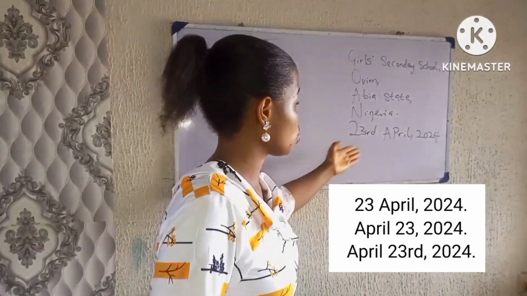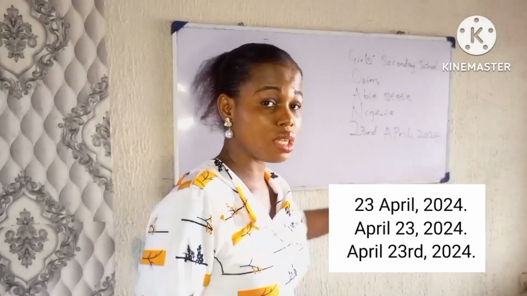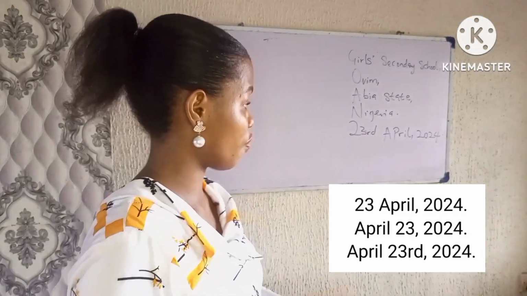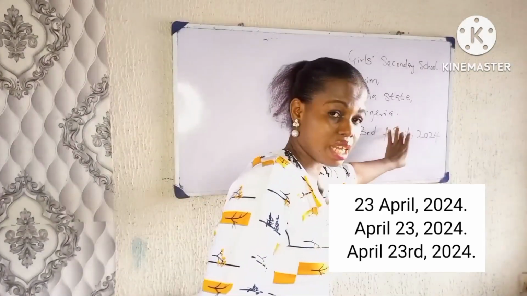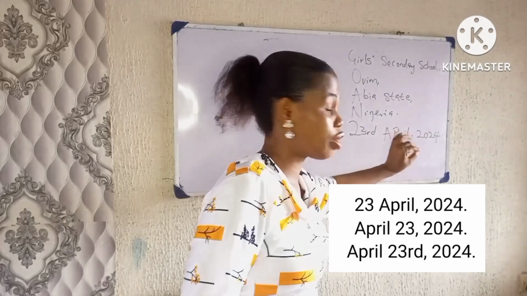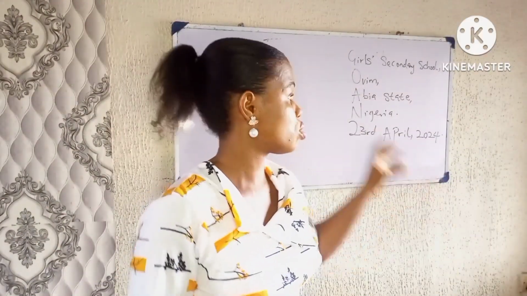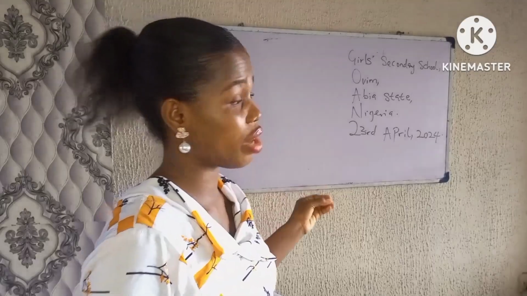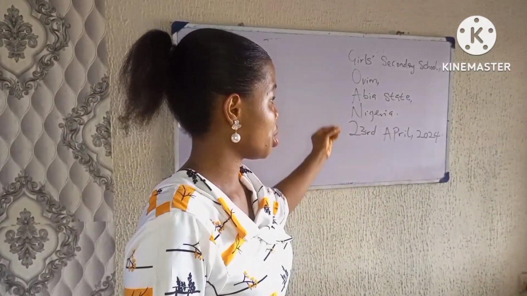You can write April 23, comma, 2024, okay? So the comma will come after the second word. After the second word, that's where the comma is. And also make sure you add a full stop at the end, okay? So just take note of this. This is how your address should be. It's very simple.